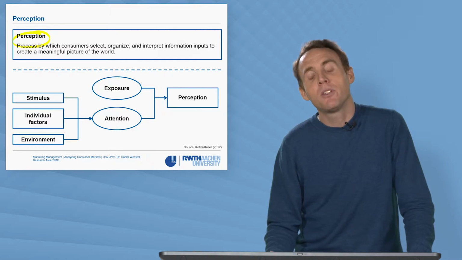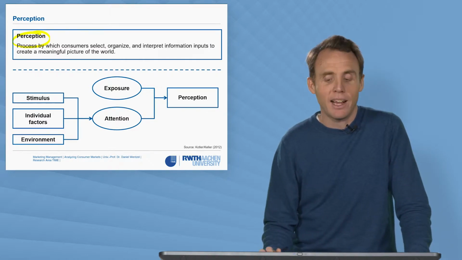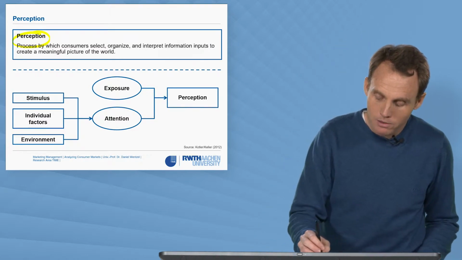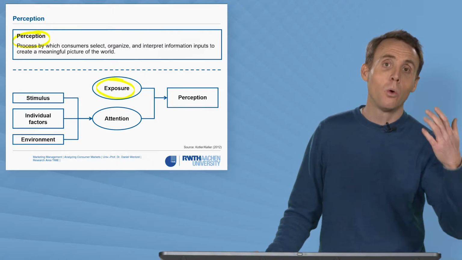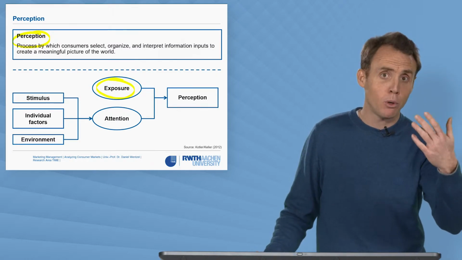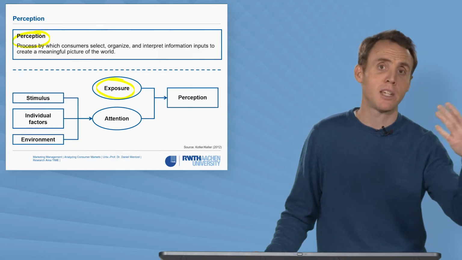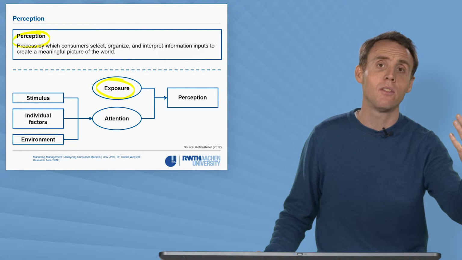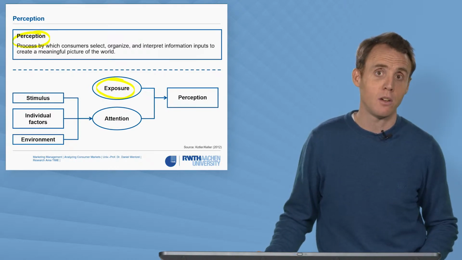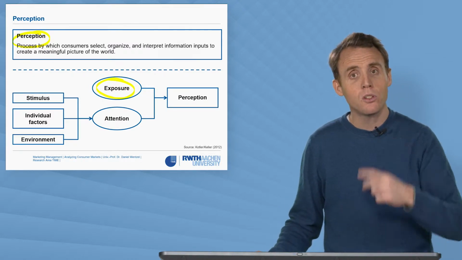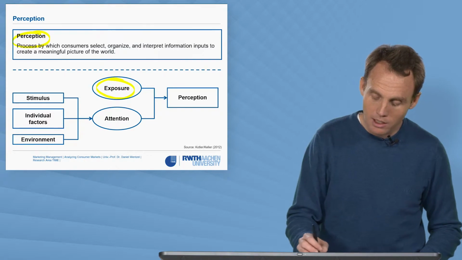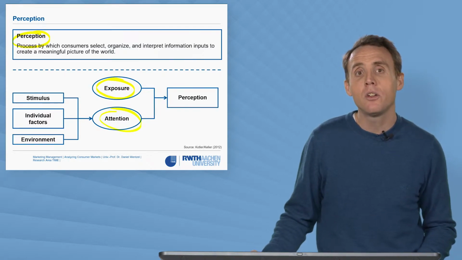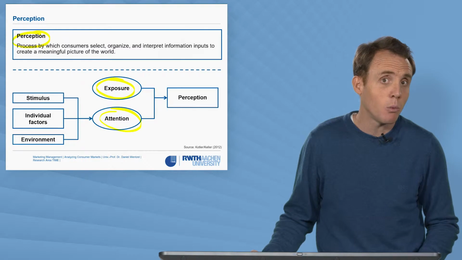Perception in turn is driven by two factors. One of them is exposure. In order to notice and use and process information, first I need to be exposed to it. So I need to have some kind of opportunity and chance to notice and process that information. The idea of exposure is different from the idea of attention, meaning, am I paying attention to all the information that I'm provided with?